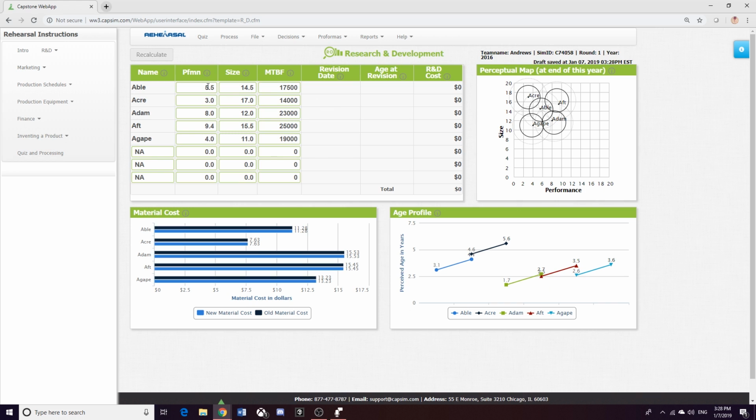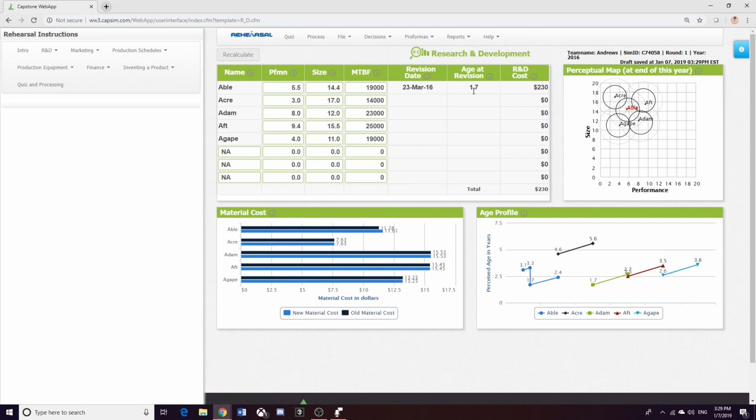Okay, I'm back and everything is fixed right now. All right, so as you see, the product is 5.5, 14.5, and 17,500. We said we want this to be 19,000, and we said we will decrease size by 0.1. We can also increase performance by 0.1, but we don't have to, because as long as you change size or performance a little bit, age is going to be decreased by half.